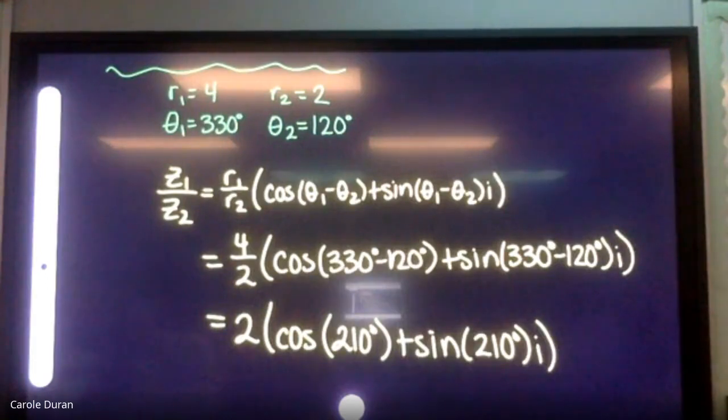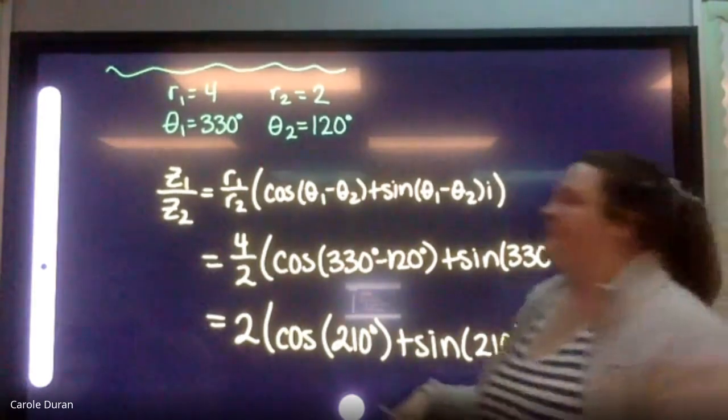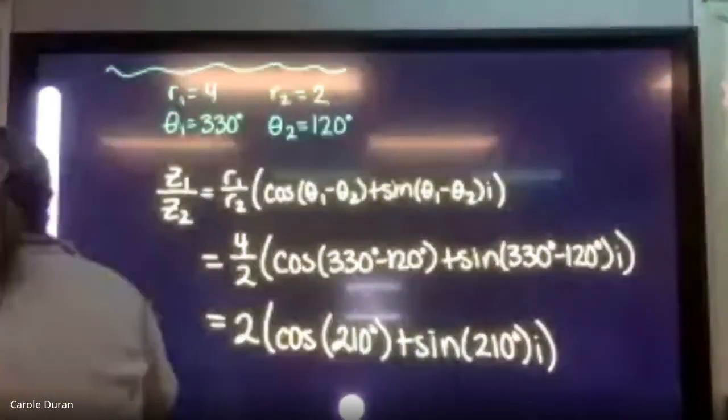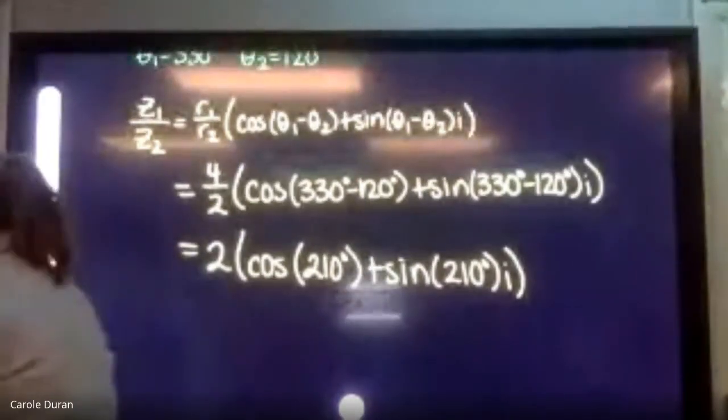So if I were leaving it in trigonometric form, this would be my answer because 210 is an angle on my unit circle between 0 and 360. So I don't have to find its coterminal angle at all. But I do want to take this and turn it back into a complex number just for the practice. So how would I do that?